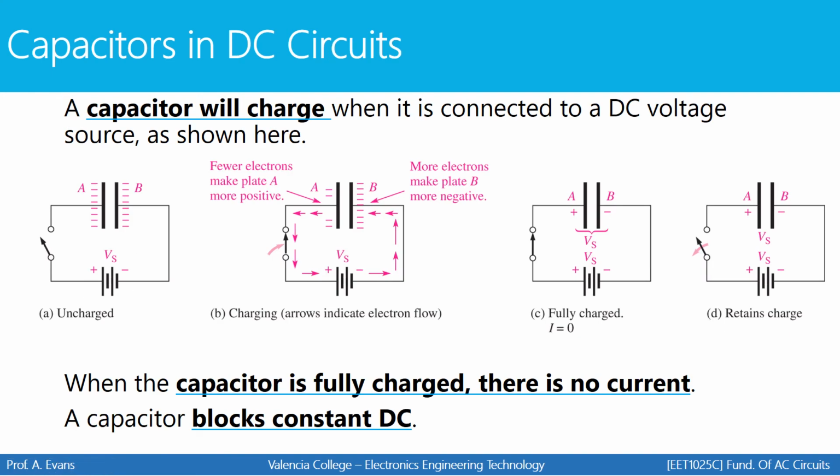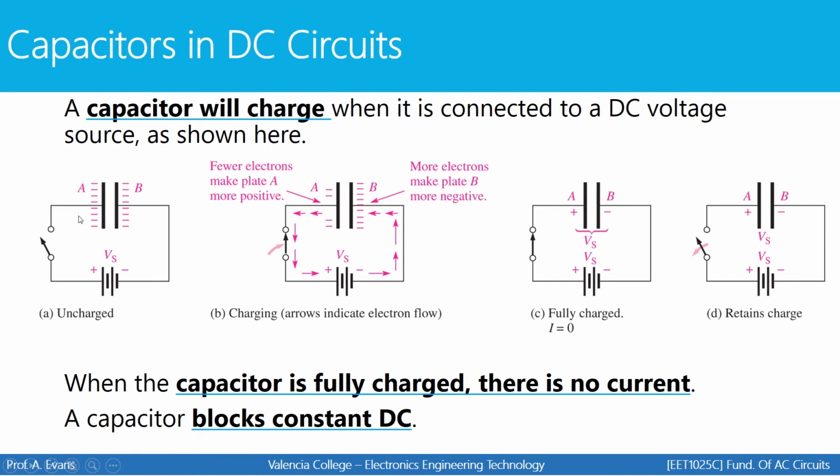So, we're going to talk a little bit more about the charging process with a capacitor. A capacitor will charge when it is connected to a DC voltage source as shown here. Earlier I gave a quick introduction of what's happening when you connect a capacitor to a source. Initially it's uncharged. See how the switch is open here? So this is an uncharged capacitor.